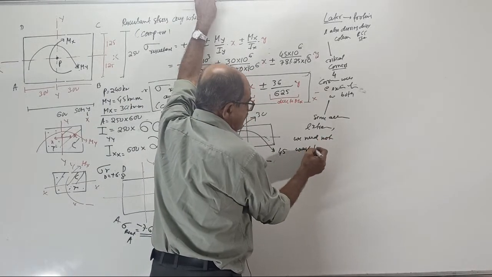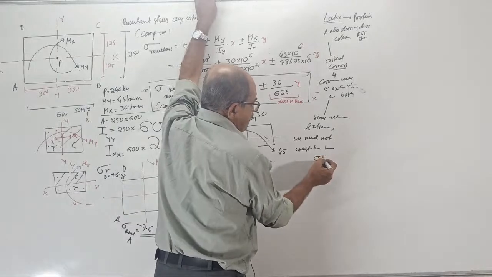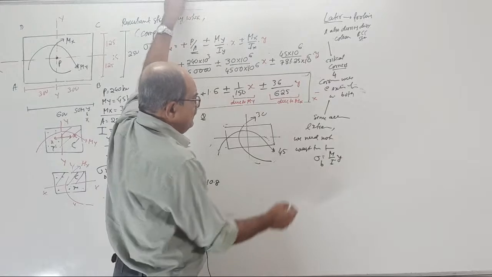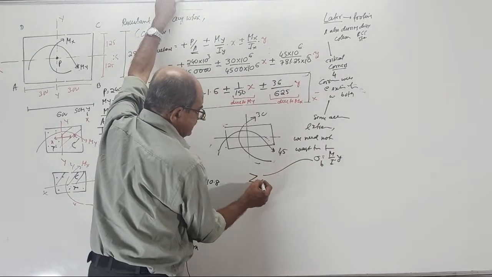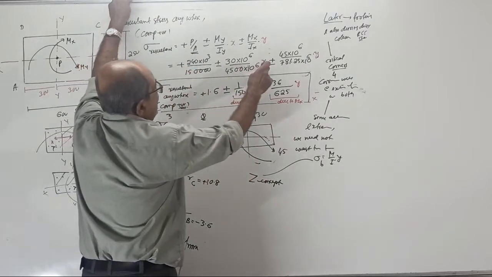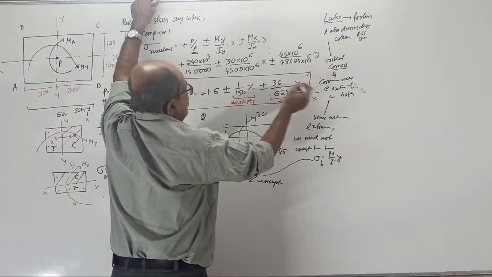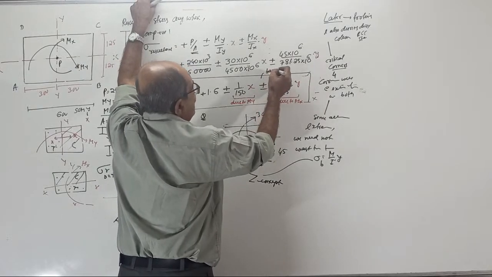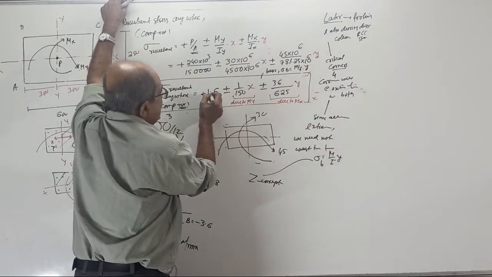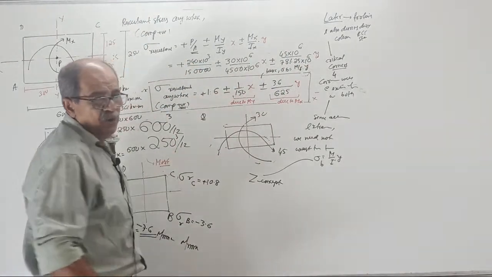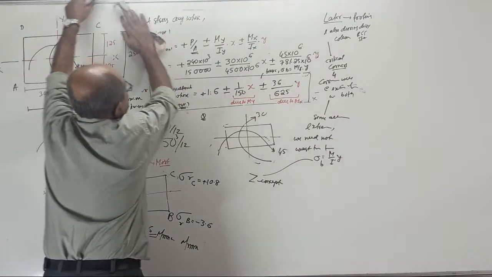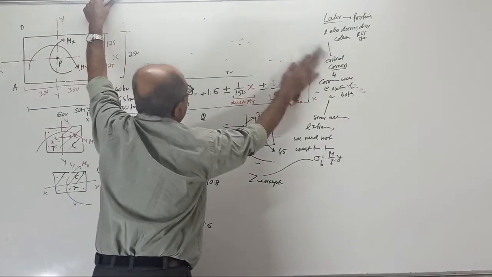waste time by using the term sigma for bending equal to M by I into y. You can directly use the Z concept. By the basic equation, sigma bending equals M by I into y, and axial is P by A. Therefore, I will go to the Z concept.